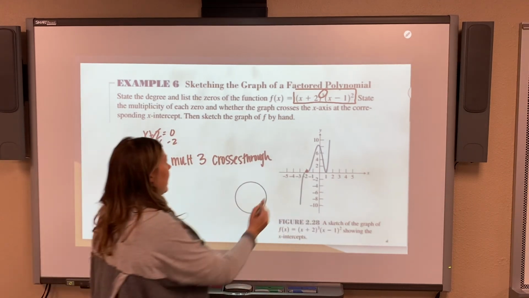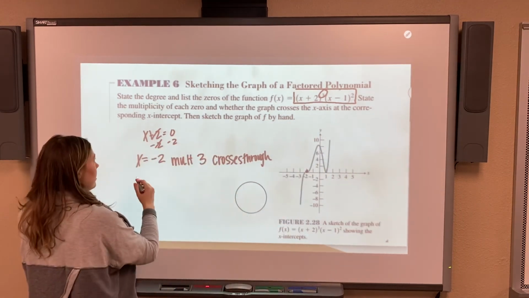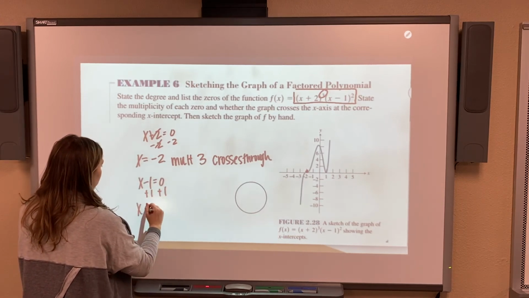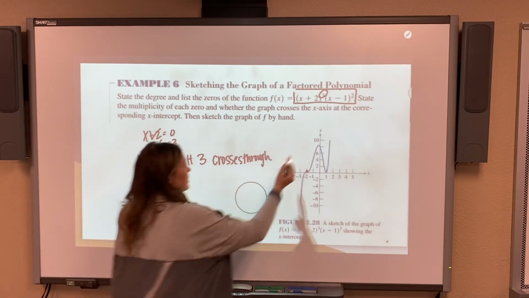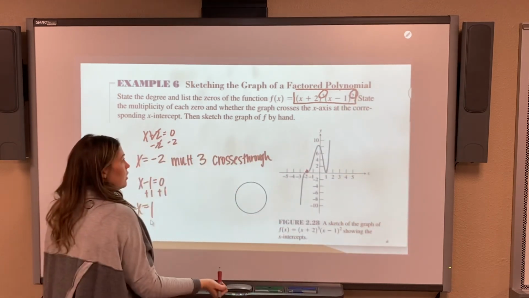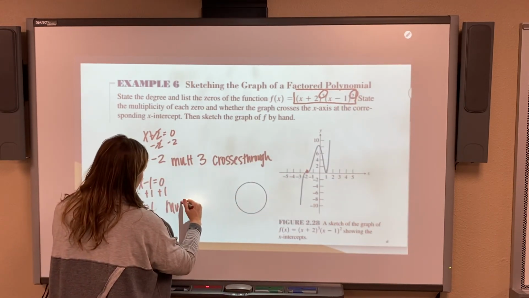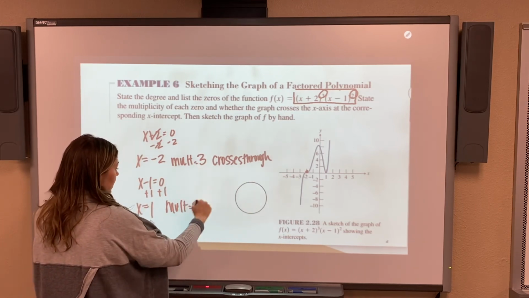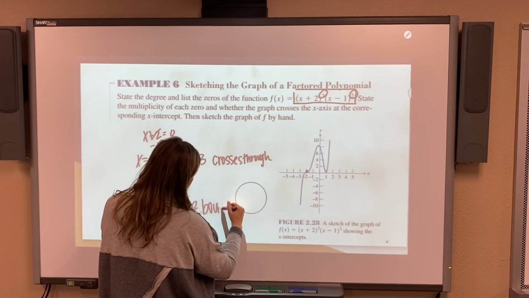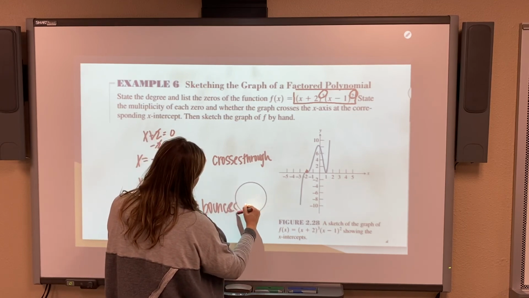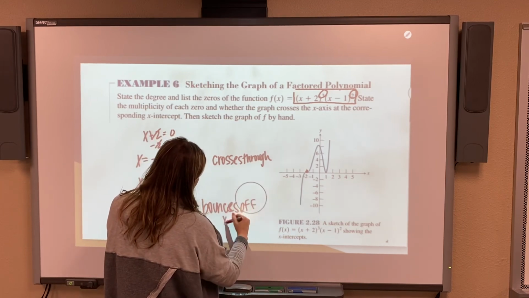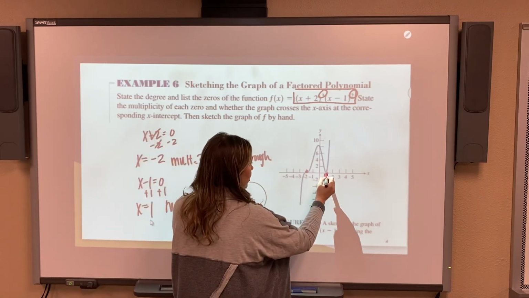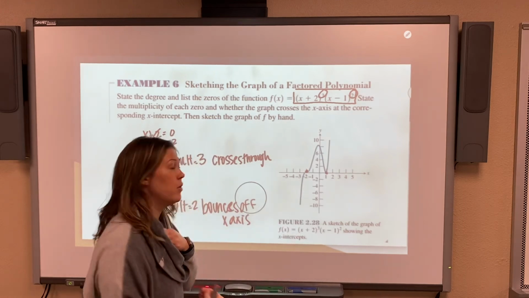Okay, and then if we look at x minus 1 squared, so x minus 1 is equal to 0, add 1. Your zero is 1. Okay, the multiplicity is 2. And because 2 is an even number, it bounces off the x-axis at that zero of 1 right here. If you look, it bounces off, it doesn't cross through.